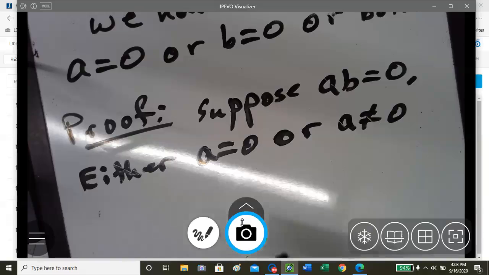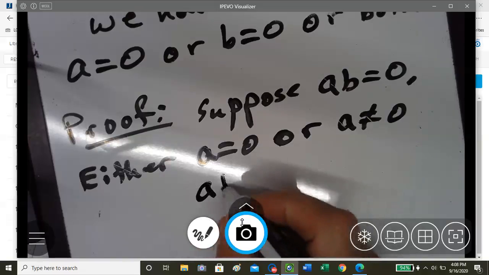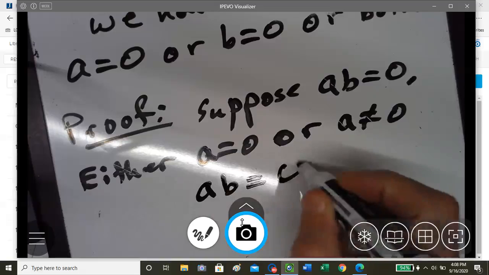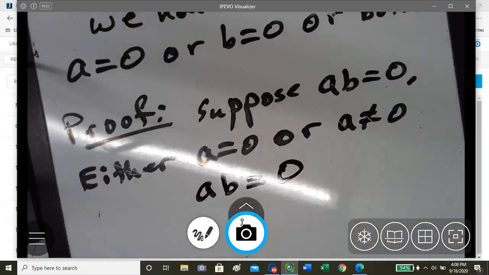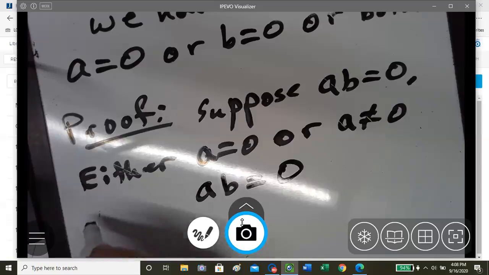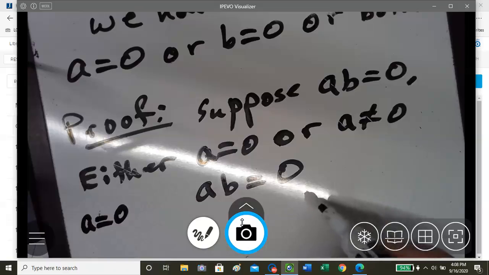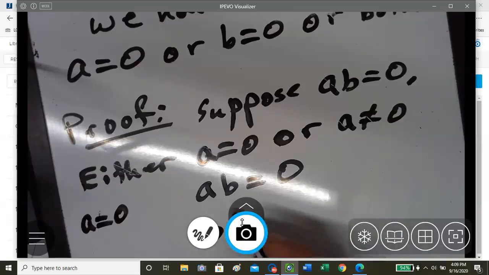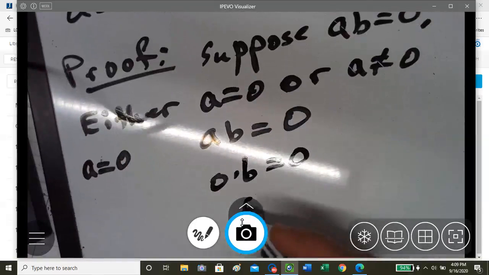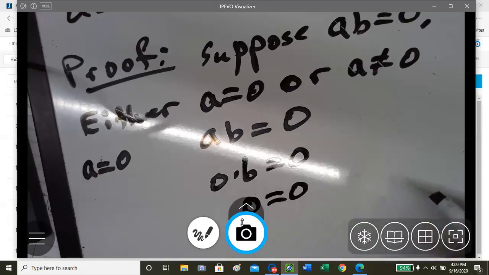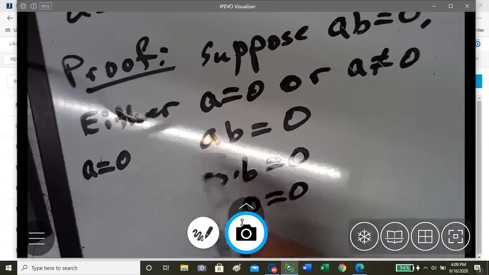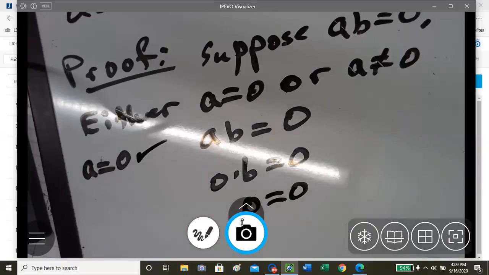So here we have ab equals 0. Well, we said here if a equals 0, then that would make this 0 times b equals 0. And so 0 equals 0. So a equals 0. If a equals 0, then ab equals 0 holds.